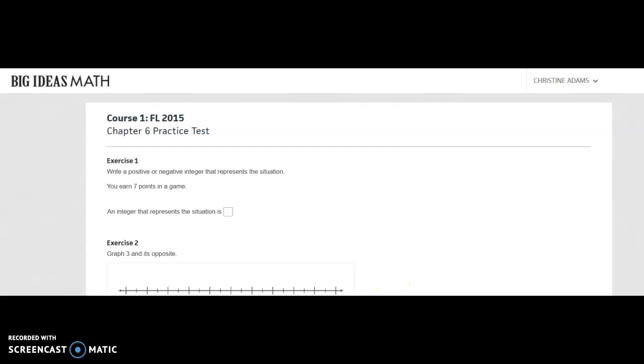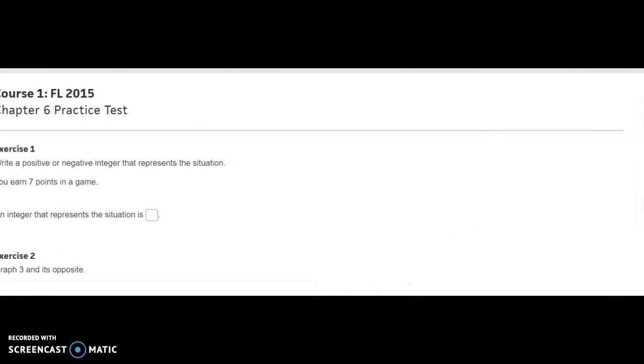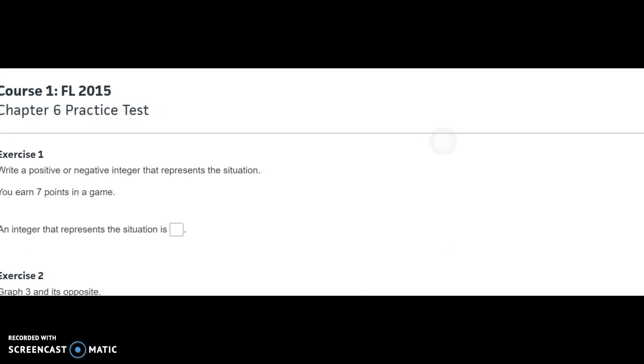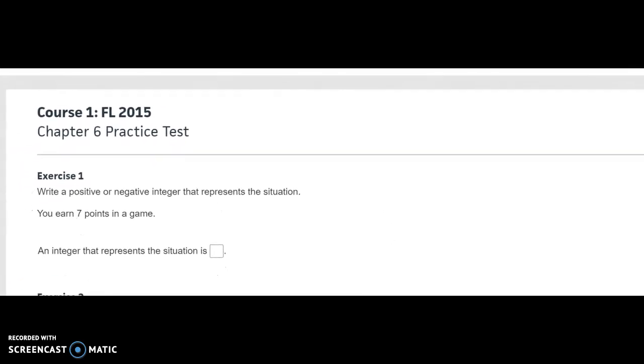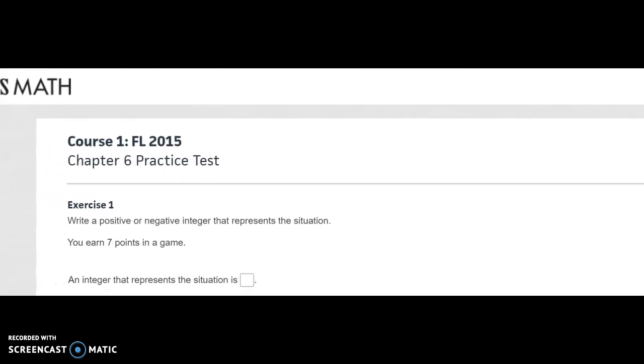We are so close to being there. We are on the chapter 6 practice test. Woohoo! So we have exercise 1, and we're writing a positive or negative integer that represents this situation.